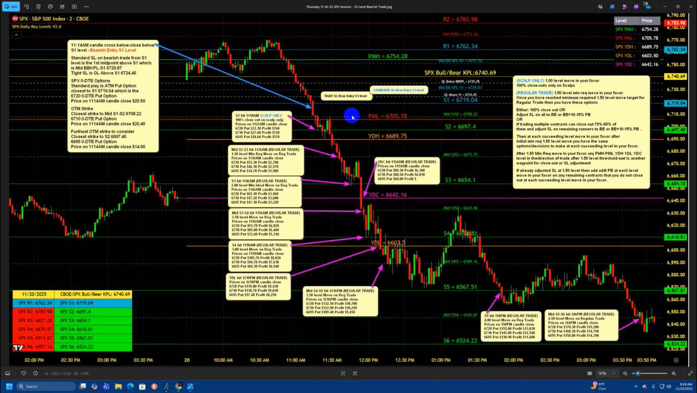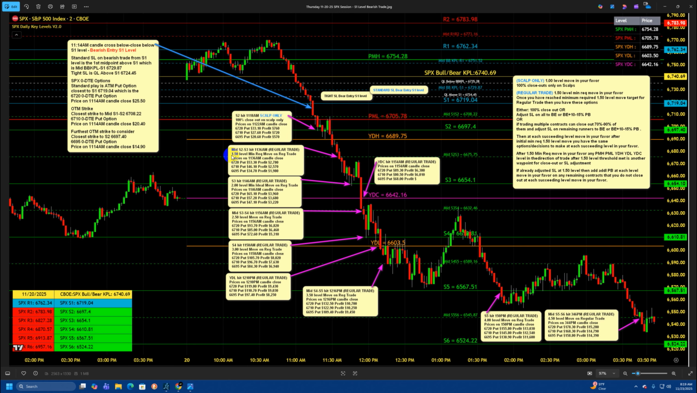So again, this is a one level move in your favor, scalp only, 100% closeout. So if you're doing scalp only, then your closeouts would have been on this particular hit of this level, and in this case the 67.20 was 33.10. That's a profit of $760 per option. The 67.10 was 27.60. That's a profit of $720 per option, and the 66.95 was $20.60. That's a profit of $570 per option.